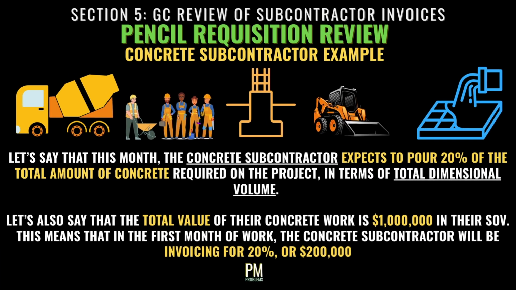Let's say that this month, the concrete subcontractor expects to pour 20% of the total amount of concrete required on the project, in terms of total dimensional volume. Let's also say that the total value of their concrete work is $1 million in their Schedule of Values, or their subcontract is worth $1 million. This means that in the first month of work, the concrete subcontractor will be invoicing for 20%, or $200,000.